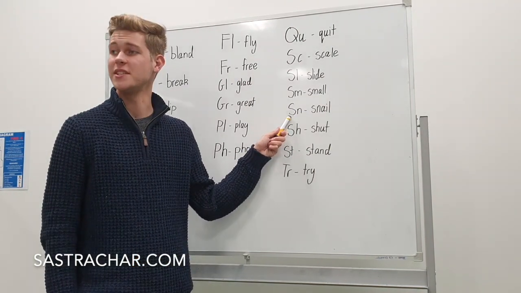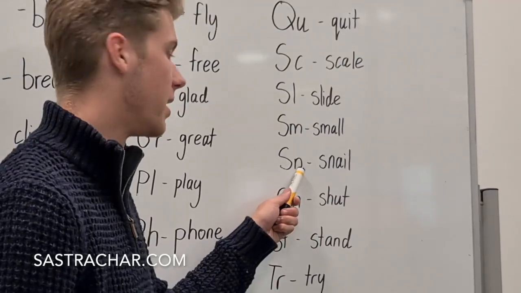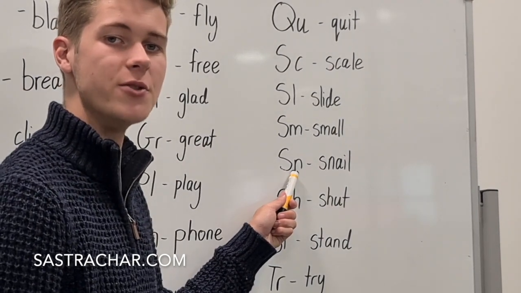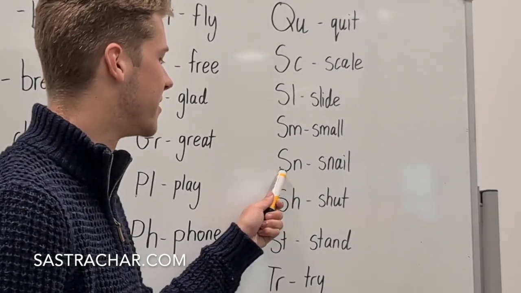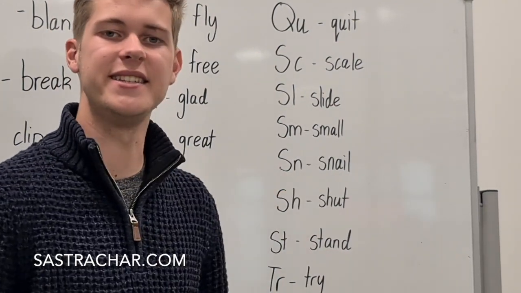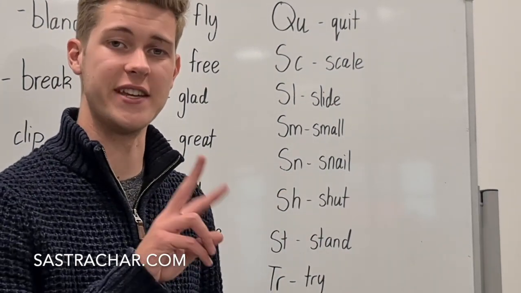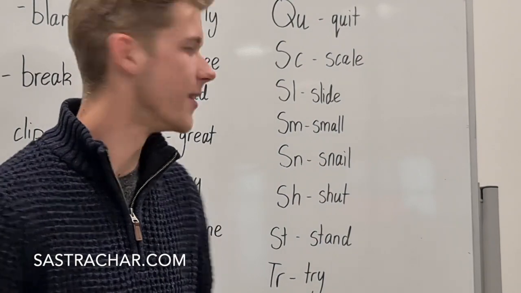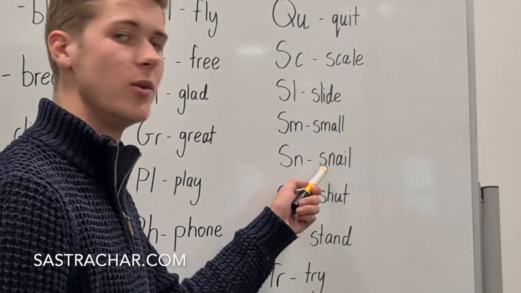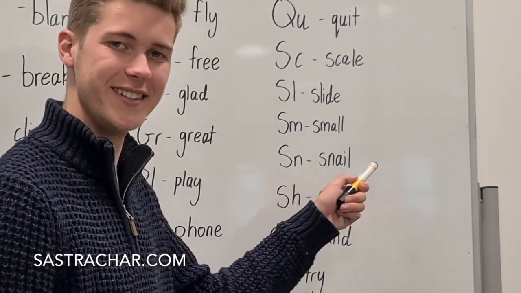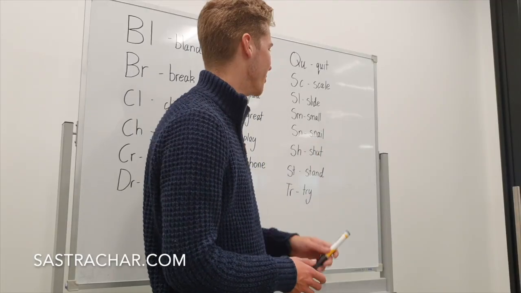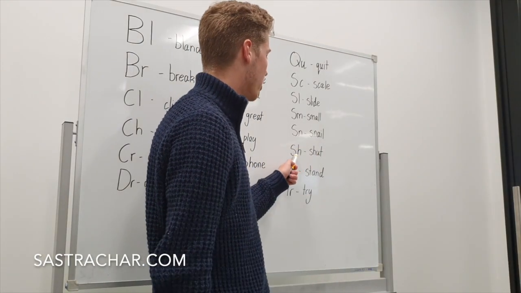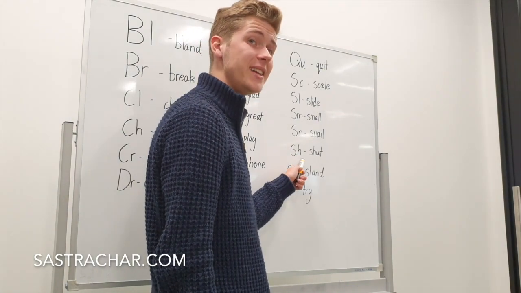An S, once again, S, and an N. The N goes N. Sn. That's how we pronounce the S and the N together, sn. And we've got a word here which is snail. Cool. Almost there, we've got an S here and an H.